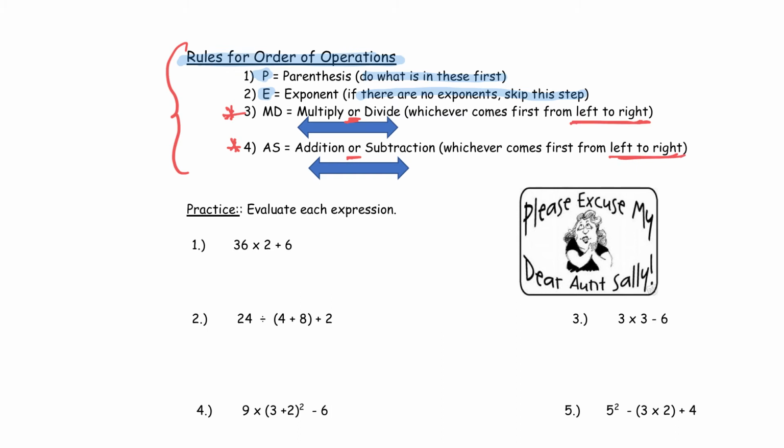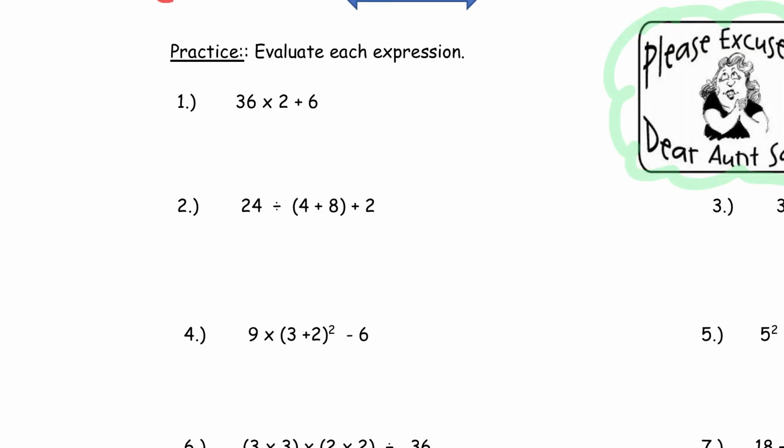We're going to be doing some practice, and I'll be able to explain it as we go along. Let's go down. It says evaluate, which means solve each expression. But before we do that, I don't know if you've ever seen this before. This is a bad picture of dear Aunt Sally, but please excuse my dear Aunt Sally is a phrase that has been around for years and years to help you remember the rules for the order of operations.